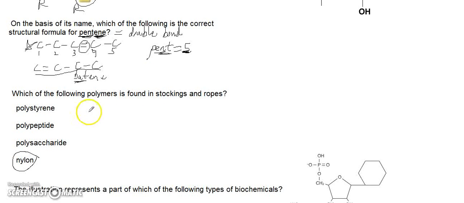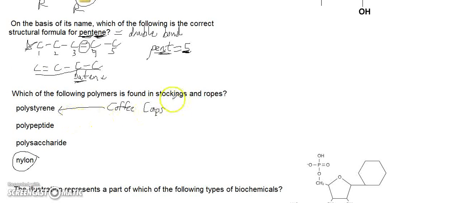and ropes. Now, a different version of this question asked about coffee cups. So a different version asks which of the following polymers is found in coffee cups, and that would be polystyrene.